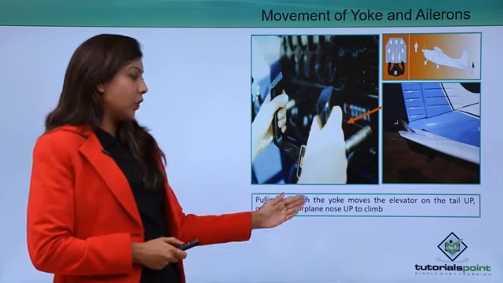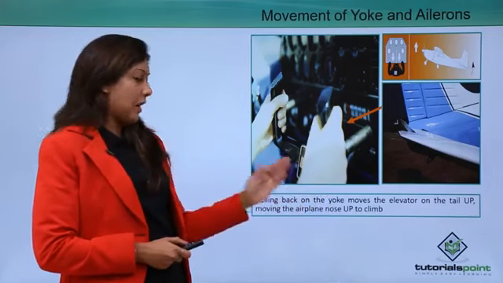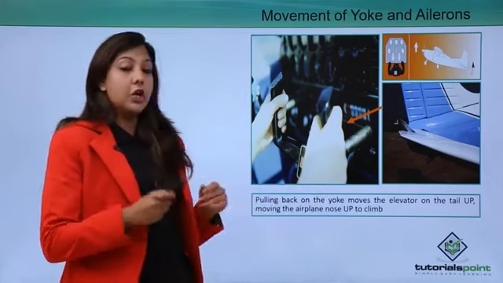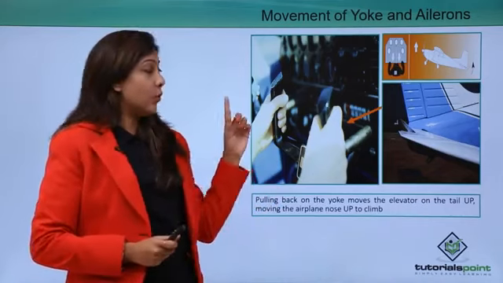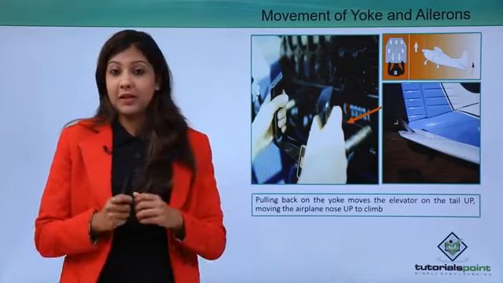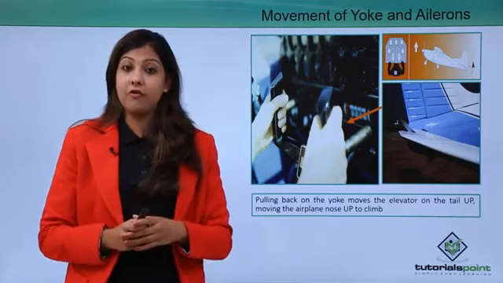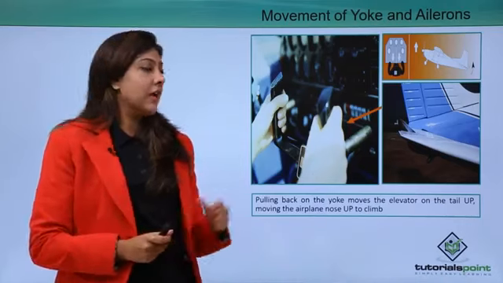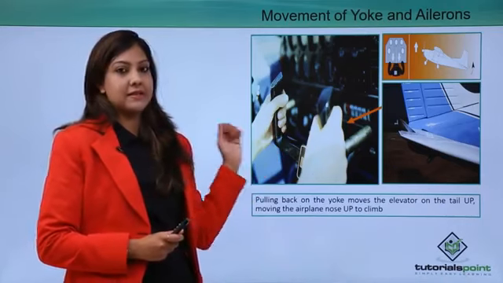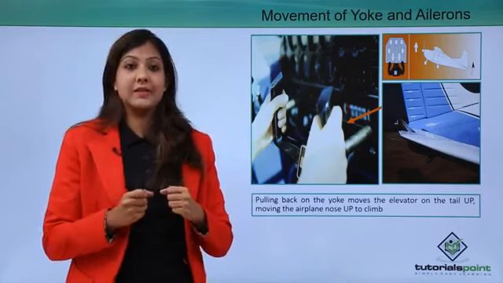Pulling back on the yoke moves the elevator on the tail up, which helps the airplane nose up and helps the aircraft to climb. This is a very useful technique to be used by the pilot whenever they want to take off. So while they are on the active runway, to take off the aircraft, they have to use something like this, that is pulling the yoke towards themselves.